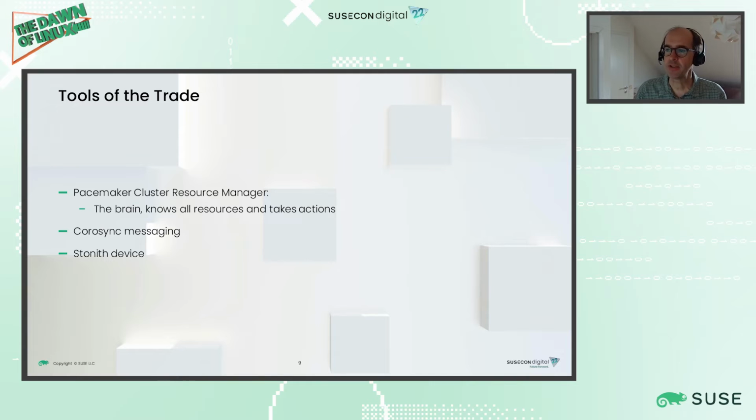All the messaging between the nodes and from Pacemaker to the nodes is done via Corosync. Another part is a STONITH device, a STONITH block device, where often several nodes are writing to it and showing the keepalive. And if that fails, you know that you have to shut the node down.